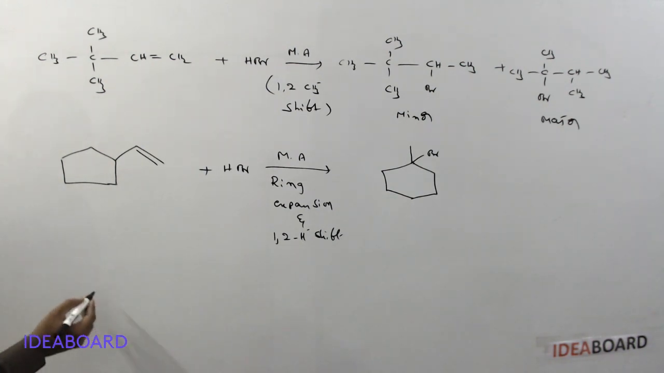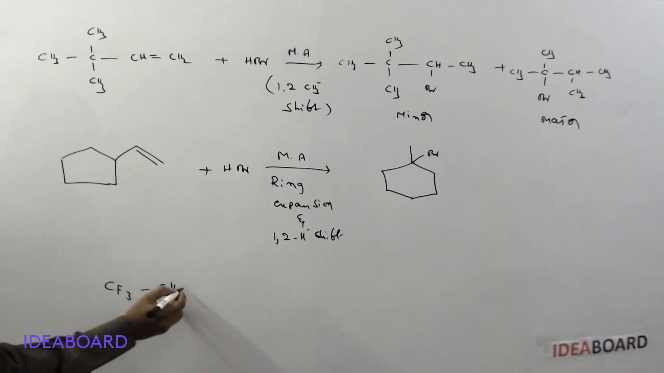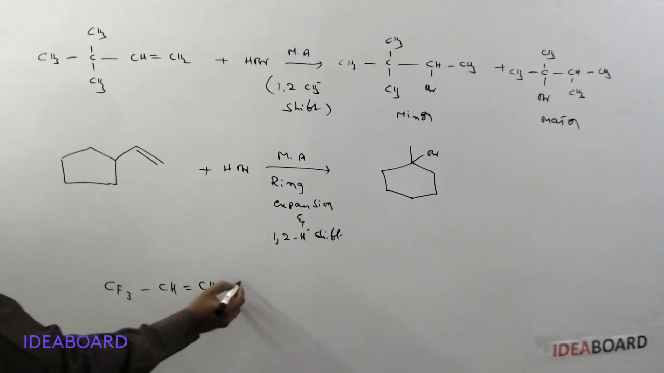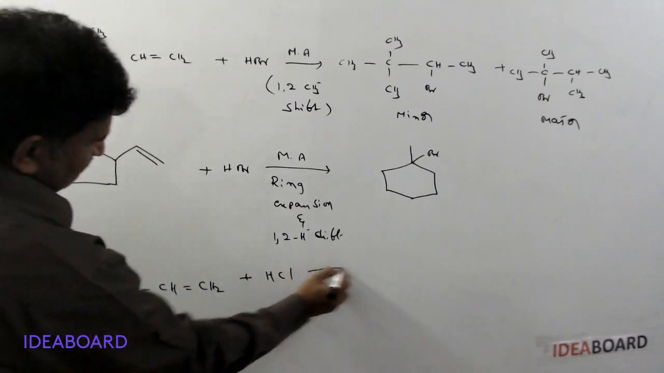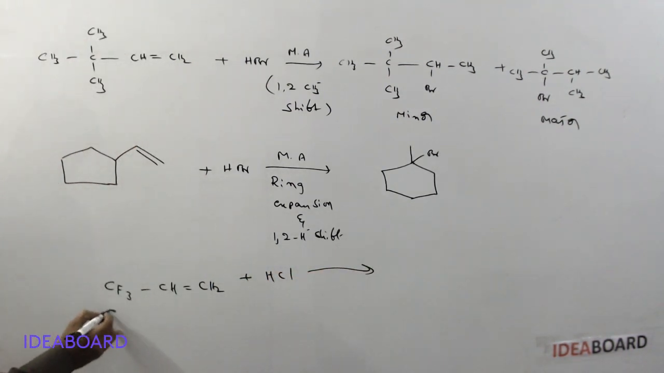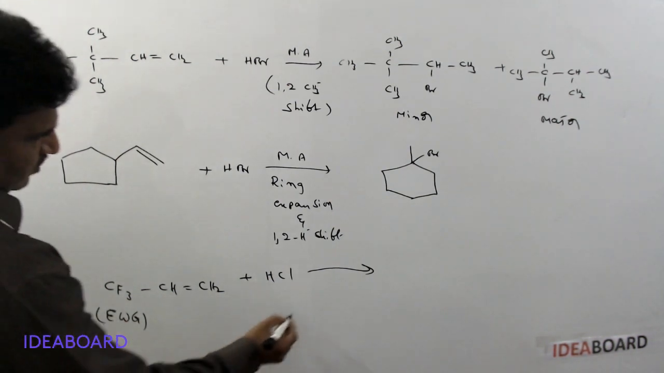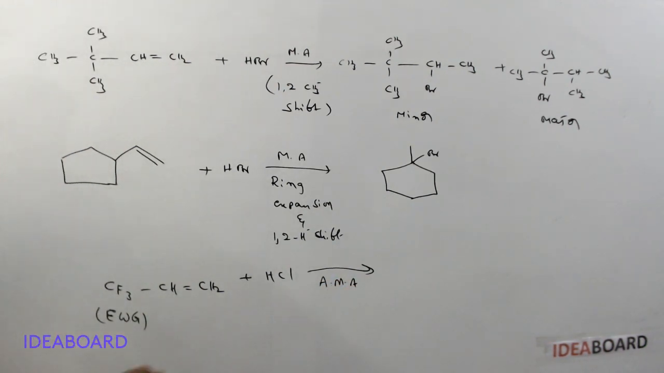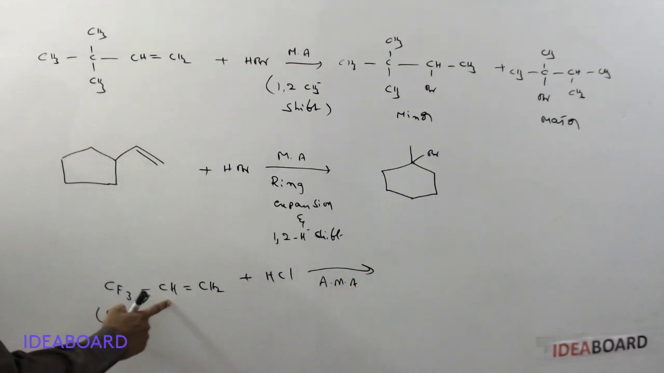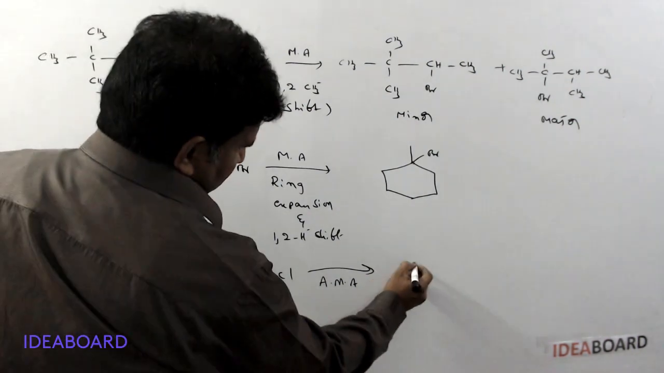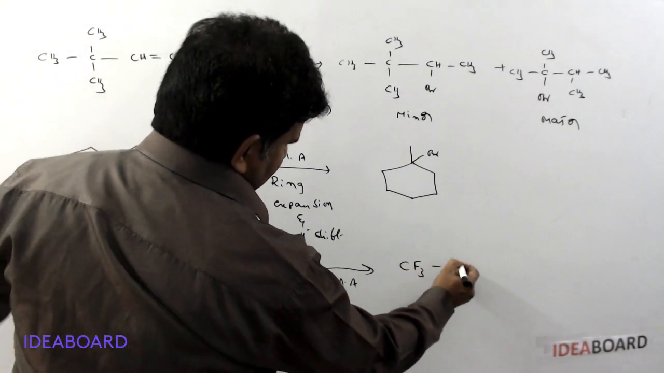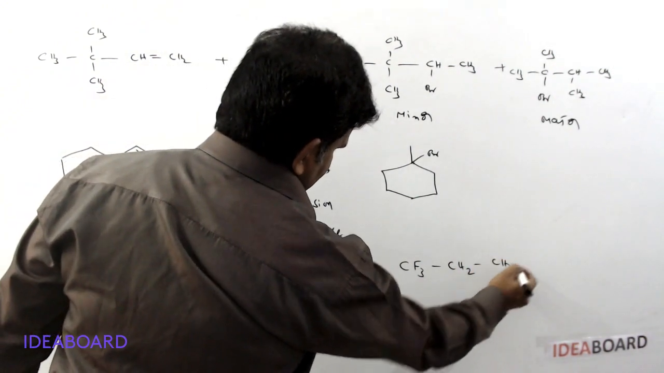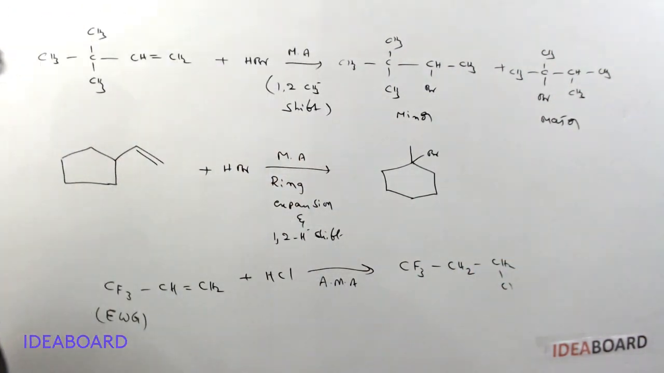Next, suppose you take CF3 CH double bond CH2 plus HCl. CF3 here is an electron withdrawing group. Whenever an electron withdrawing group is present, it undergoes anti-Markovnikov addition. Here the chlorine negative part adds to the carbon containing more hydrogens. So CF3 CH2 CH2 Cl is formed.